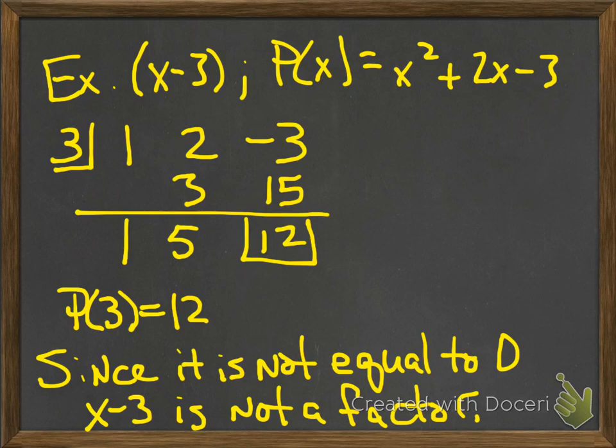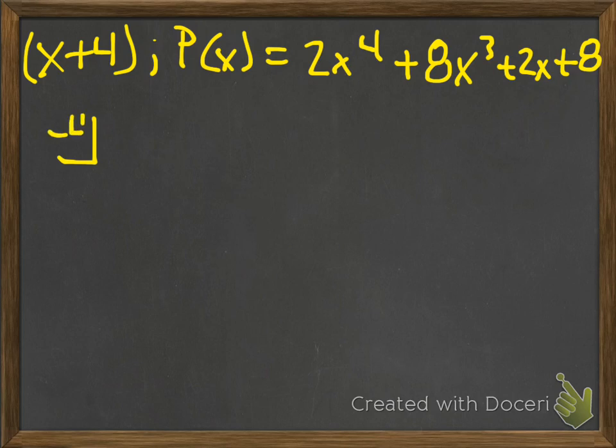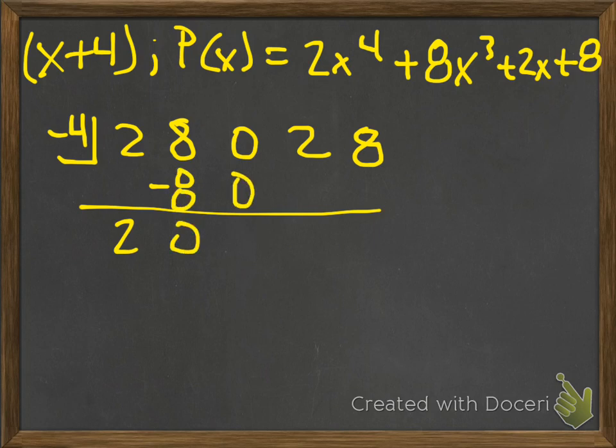Since p of 3 is equal to 12, and it's not equal to 0, x minus 3 is not a factor. Let's do one that I think has an answer as a factor. So x plus 4, is that a factor? Would it divide evenly into 2x to the 4th plus 8x cubed plus 2x plus 8? Keep in mind, we have an x to the 4th, so that's a 2, then the 8, then a 0 because we're missing the x squared, then a 2, and then an 8.